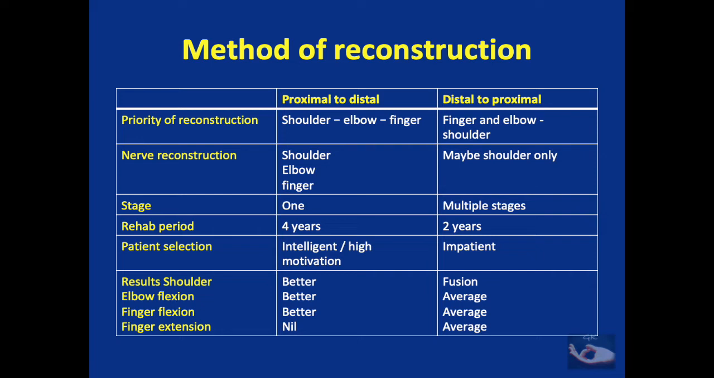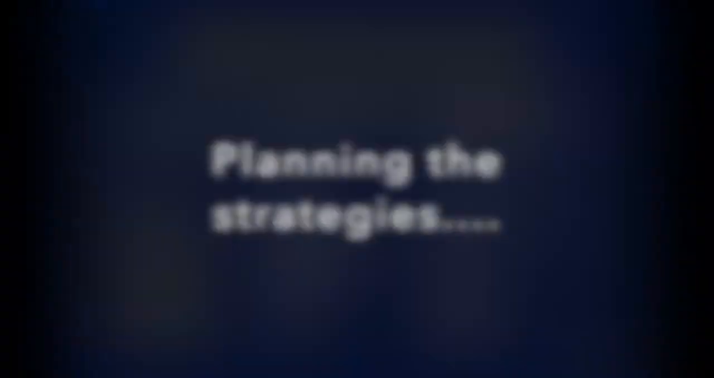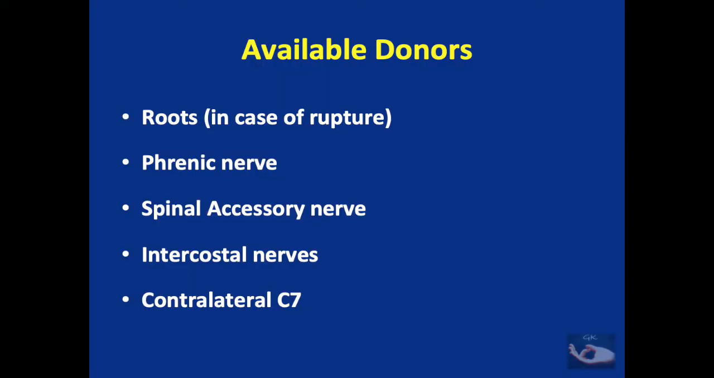In distal to proximal reconstruction, the results of elbow flexion, finger flexion and finger extension are average, but the shoulder is usually fused. Before we plan the strategies, we shall see what are all the available donors for nerve reconstruction.